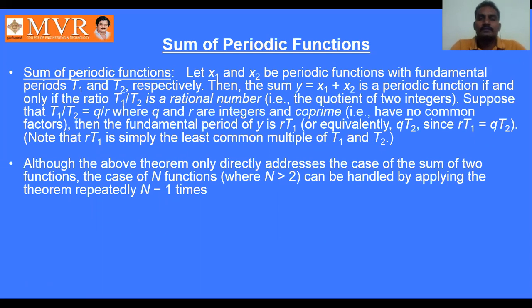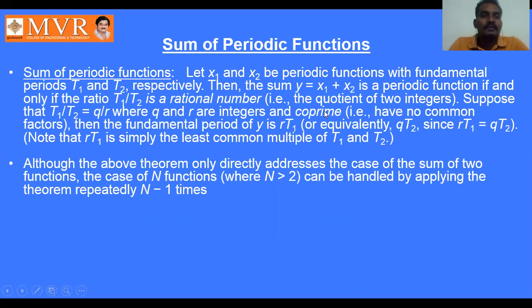Sum of periodic functions. Suppose x1 and x2 are periodic functions, and we want to add these two functions, x1 plus x2. Let x1 and x2 be periodic functions with fundamental periods t1 and t2 respectively. Then the sum y equal to x1 plus x2 is a periodic function if and only if the ratio t1 by t2 is a rational number. What is meant by a rational number? Rational number means the quotient of two integers.